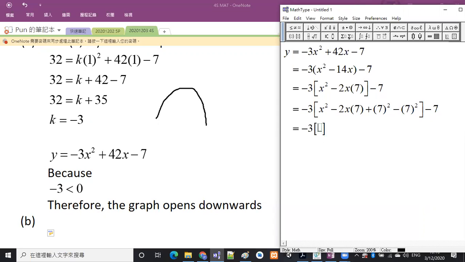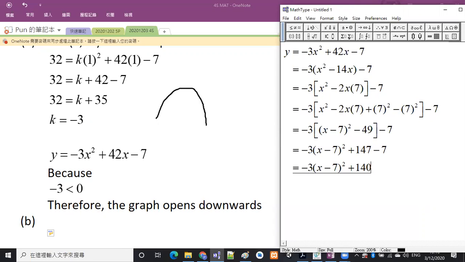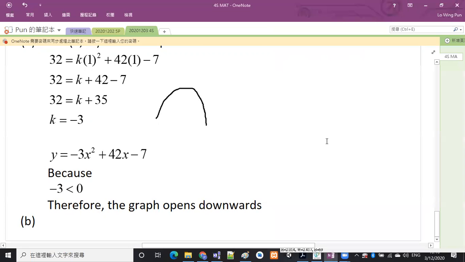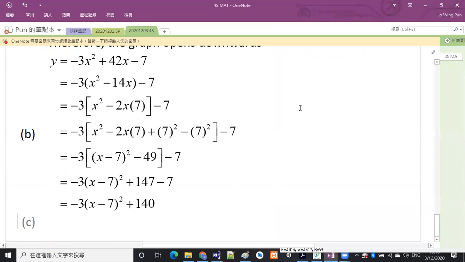And then the first 3 terms will become a perfect square, (x minus y) squared, minus 49, and then minus 7. Then multiply the -3 back to the square bracket, and plus 147 minus 7. So the final form will be plus 140. Okay, so the method of completing the square will be like this.